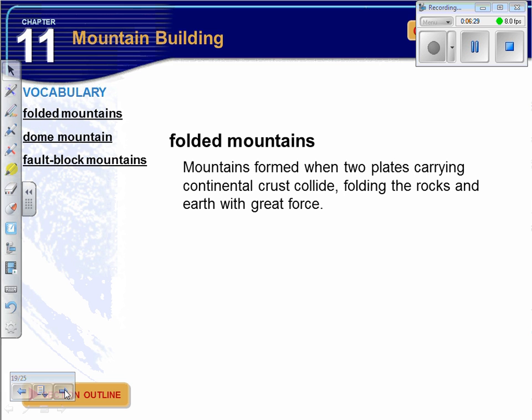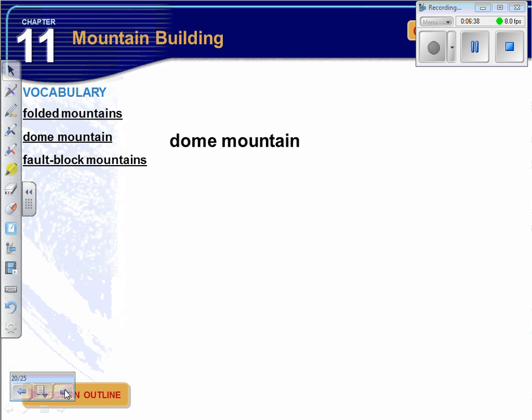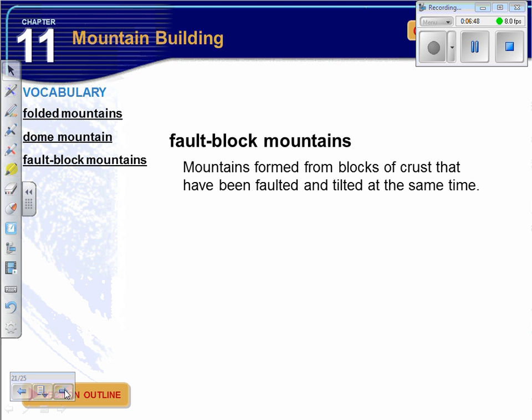Folded mountains: mountains formed when two plates carrying continental crust collide, folding the rocks and earth with great force. A dome mountain, again, a nearly circular folded mountain and usually a lone feature. They occur by themselves. Fault block mountains, mountains formed from blocks of crust that have been faulted and tilted at the same time.